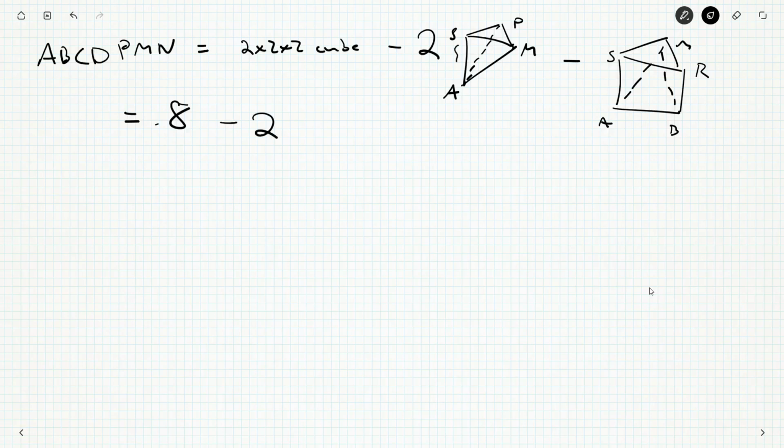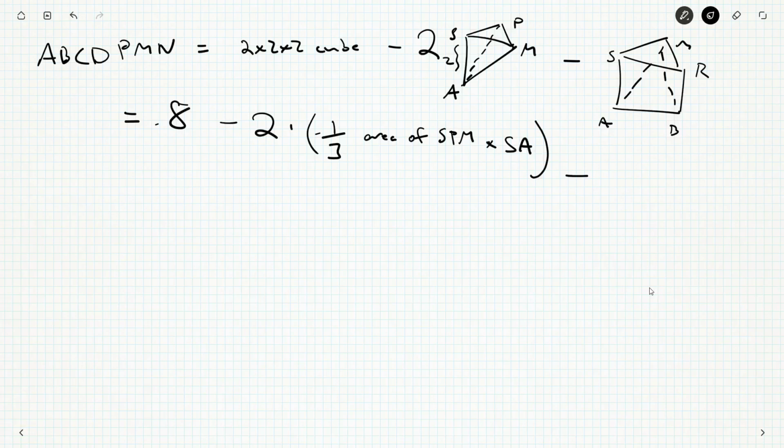Okay, so I know SA is 2 because it's a 2 by 2 cube. And the volume of a tetrahedron is 1/3 area of the base, SPM, times the height SA, which is 2. So just like a triangle is 1/2 base times height, a tetrahedron is 1/3 area of base times height. If we were doing a 4-dimensional tetrahedron, it would be 1/4 volume of the base times height. Nothing that we need right now.